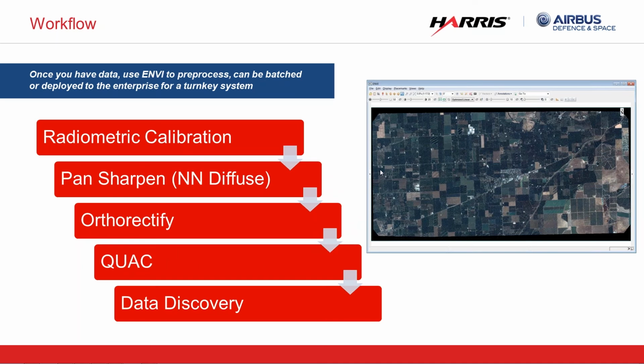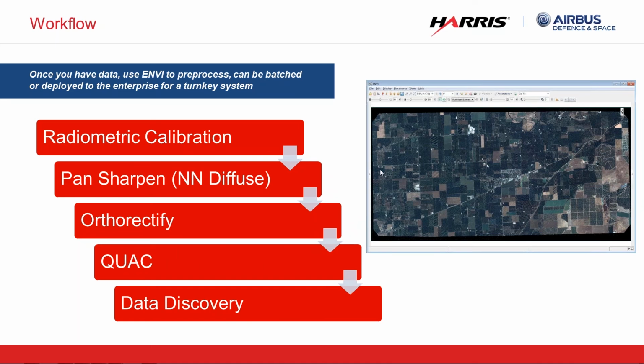And then we also have a data discovery piece. And basically everything here, with the exception of that data discovery, can be automated into a turnkey system. So if you're working with one image or 100 fields, 1,000 fields, you can automate all of these processes so you can click once and get a result.